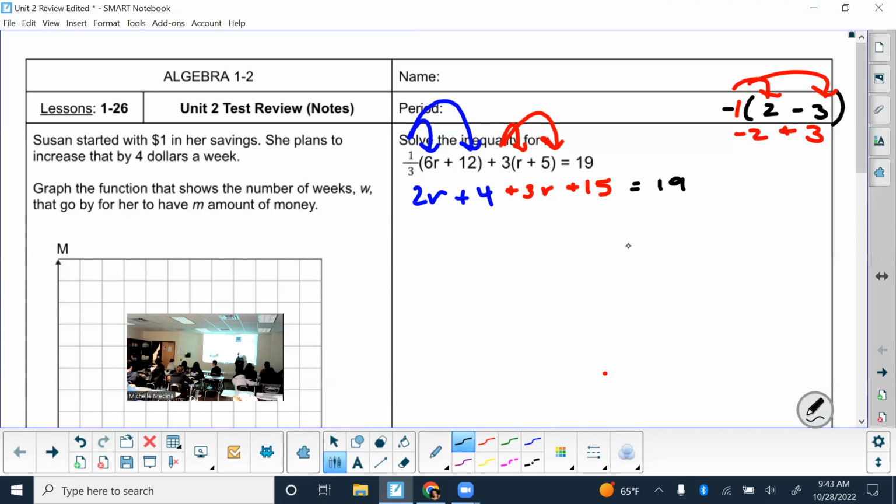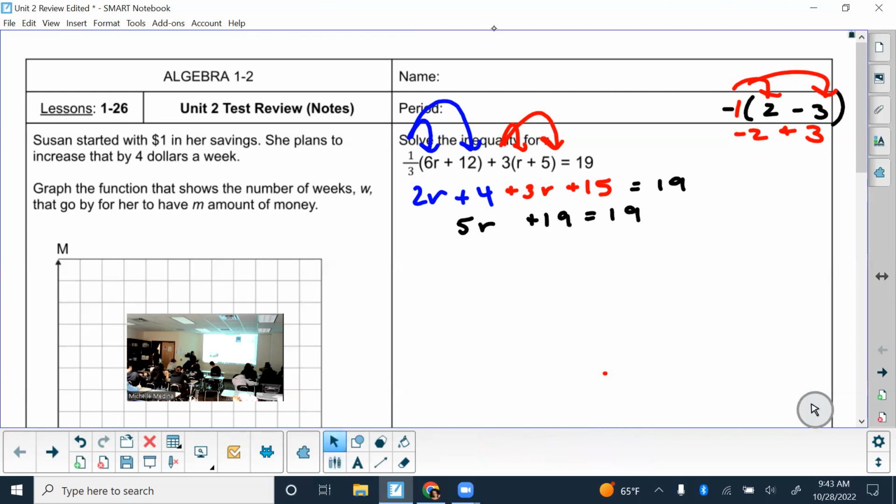All right, so after distributing, what do you usually have to do? 2R plus 3R, which is, and then 4 plus 15, which is. All right, and then continue isolating the R from there. All right, isolate the R.